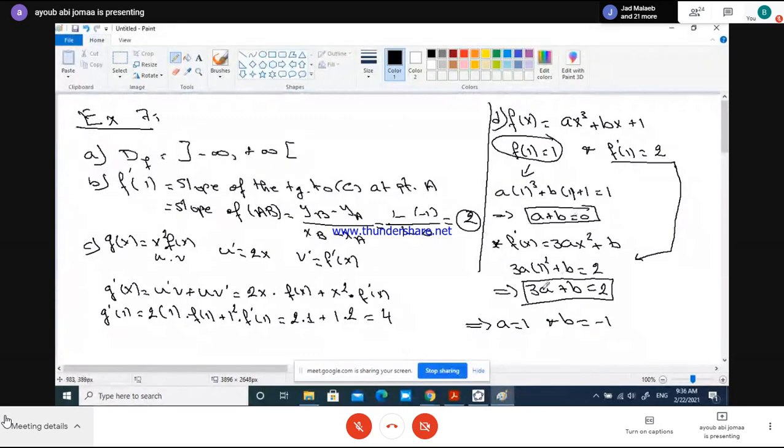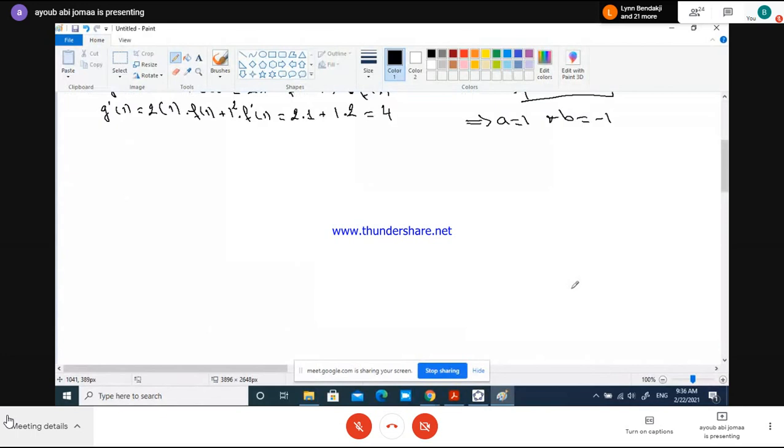Without the calculator, a plus b equals 0, 3a plus b is equal to 2. Of course, if you want to use the calculator, mode 5 1. You put the values 1 1 0, and the second one 3 1 2. Without using the calculator, multiply the first equation by -1. Let's multiply by -1. The coefficients of b are 1 and 1.